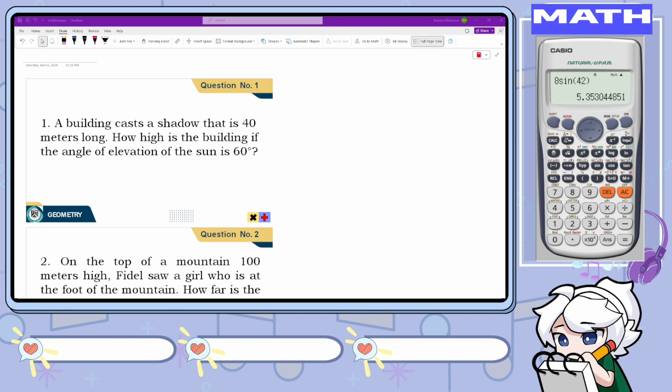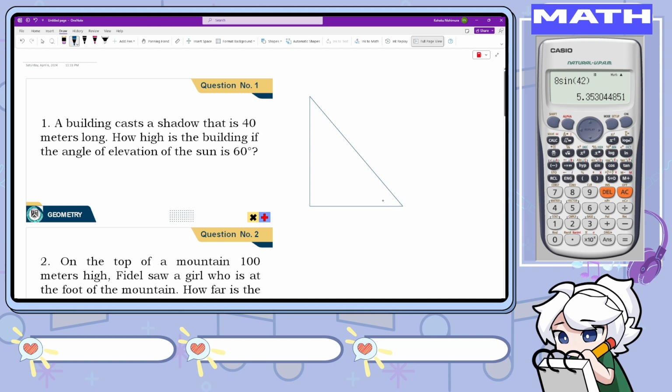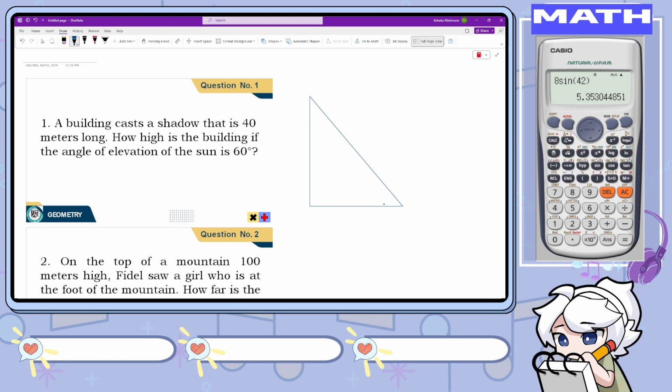Number 1 says that a building casts a shadow that is 40 meters long. How wide is the building if the angle of elevation of the sun is 60 degrees? Actually, we could solve this using two concepts, wherein you can either use special triangles or the trigonometric functions. Because the shadow, again, is this length, the one here at the bottom, let's set this as 40. And we are being asked for this height, so let's set this as x.